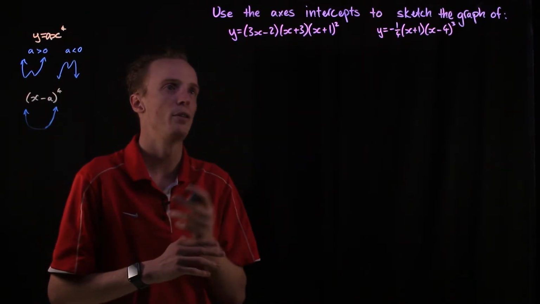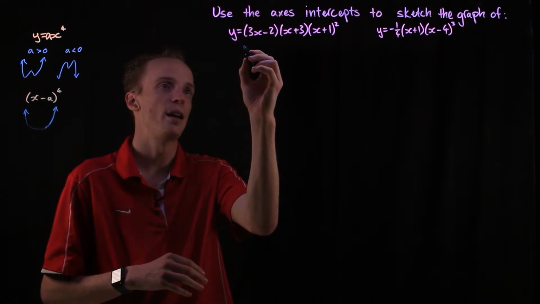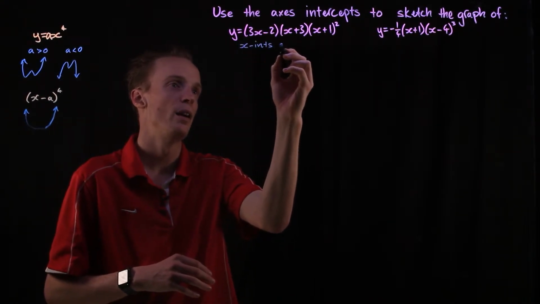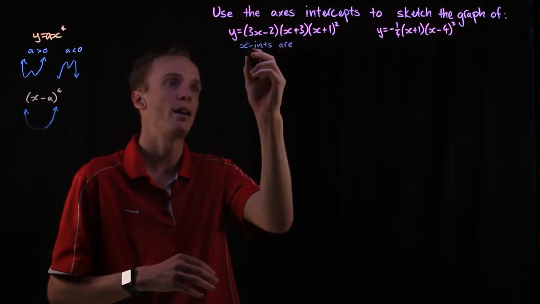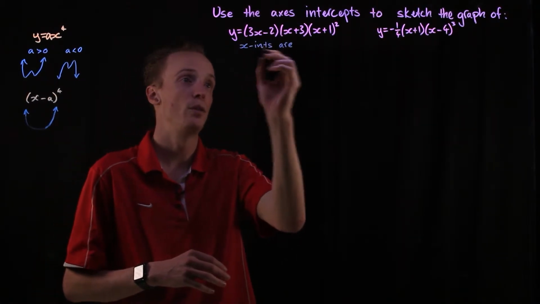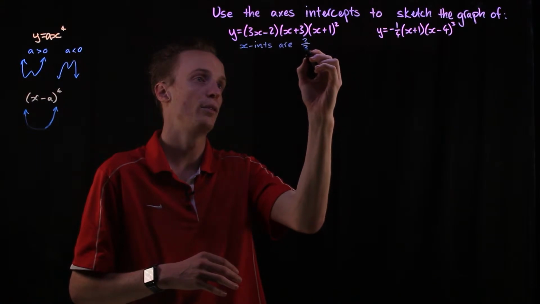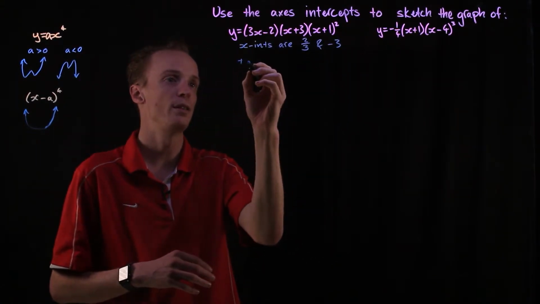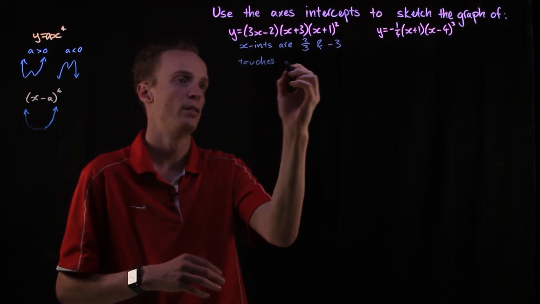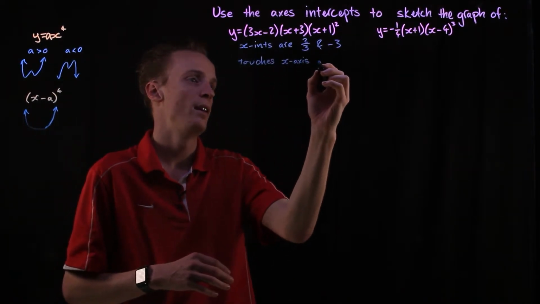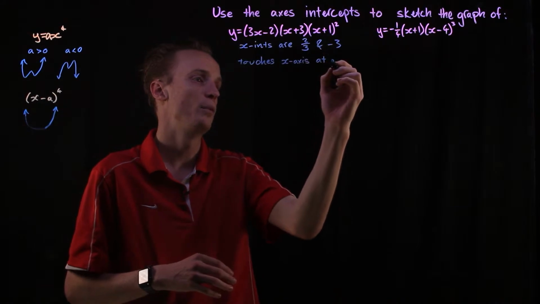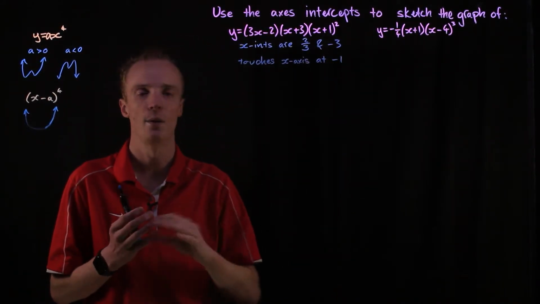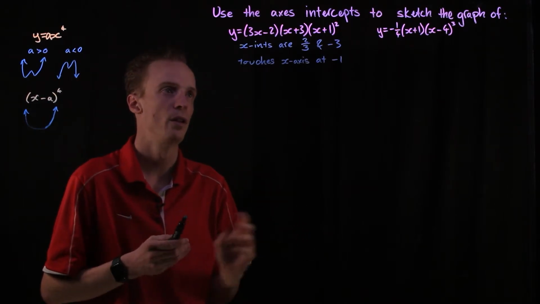So as we go through this, we know that it's going to cut through, so the x-intercepts are going to be at positive 2 on 3, so 2 on 3, and negative 3. We also know that it's going to touch at the value of negative 1. Okay, so that's what we know about how it's going to interact with the x-axis.